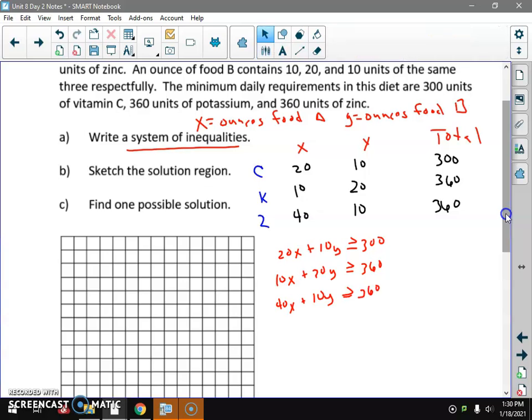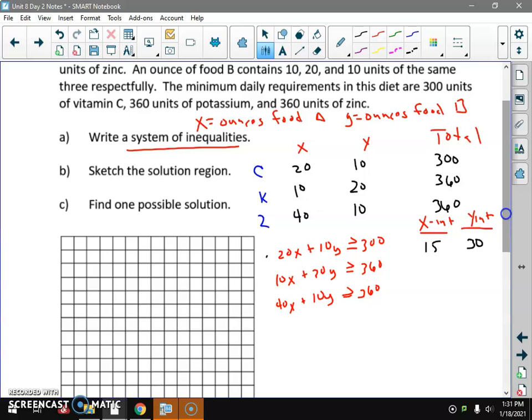Now, to get these ready to do our graph theory, we're going to go x-intercept, y-intercept method. Let's go colors. X and y int. So if I said black 20x equals 300, the x-intercept would be 15. 10y equals 300, the y-intercept would be 30. Green, 10x equals 360, the x is 36. 20y equals 360, the y-intercept is 18.